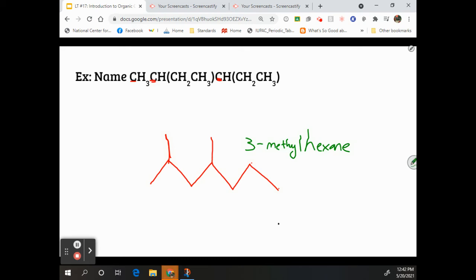If I name this thing, or if I find my longest carbon chain, I go 1, 2, 3, 4, 5, 6, 7. And I numbered it from left to right because my branches will be on the lowest number at that point. And they're both methyls. And since they're both methyls, I can say 2, 4, di. Di means I've got 2 of these methyl groups, methyl, and then I've got a heptane because that's my longest chain. So that was 2 examples in one there.